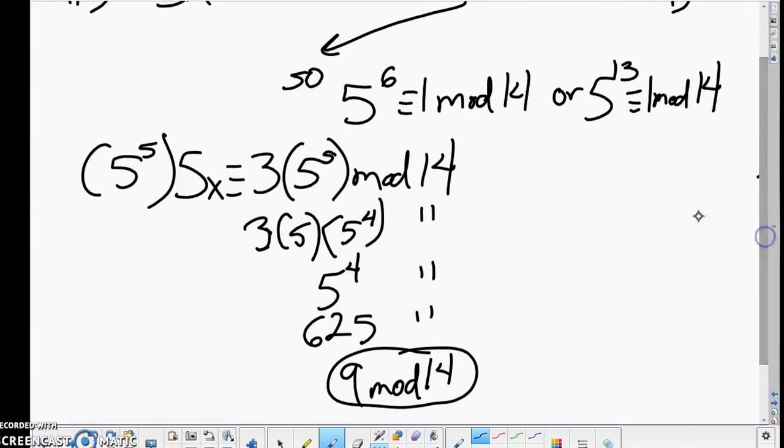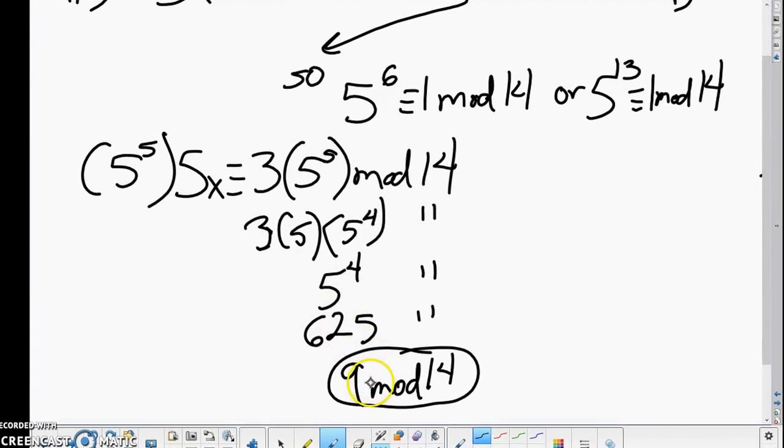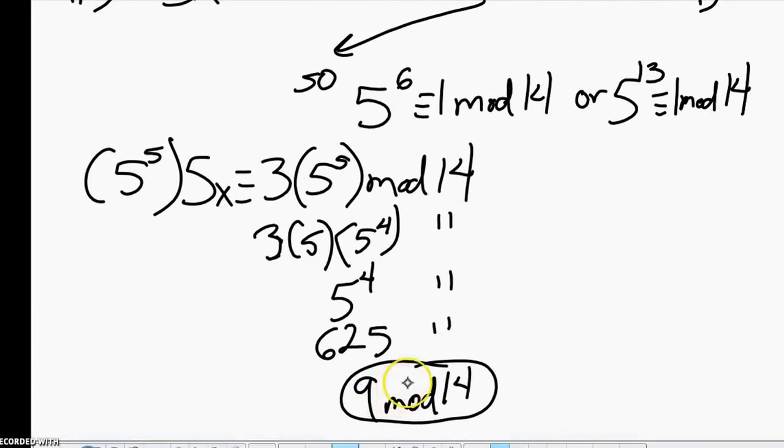There may be other shortcuts to get there, but 5 to the 4th is 625, doable on a calculator or in my head, and the answer would be 9 mod 14.